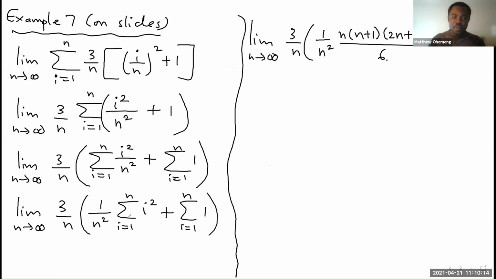Yeah, and then that's for the sigma i from 1 to n of i squared. Now for the 1, it's just n, right? So it's just n, like so. Now you see that the sigma has gone away, and I just have n as my variable here, and then I'm taking the limit as n approaches infinity.